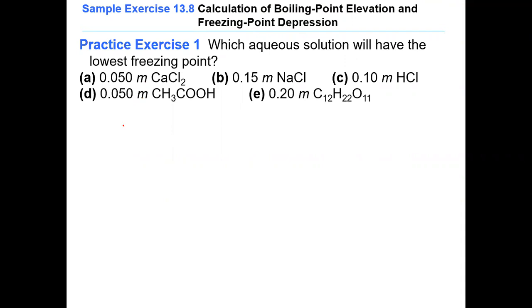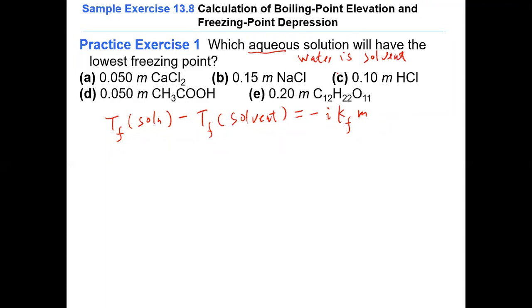So the formula to calculate the freezing point that we saw on the last question is TF for the solution minus TF for the pure solvent equals negative i Kf and little m. Okay. So now, if our solution is aqueous, that means water is the solvent. So then we know what is our normal freezing point for water? 0, right? So therefore, this equation becomes TF solution equals negative i Kf times little m.